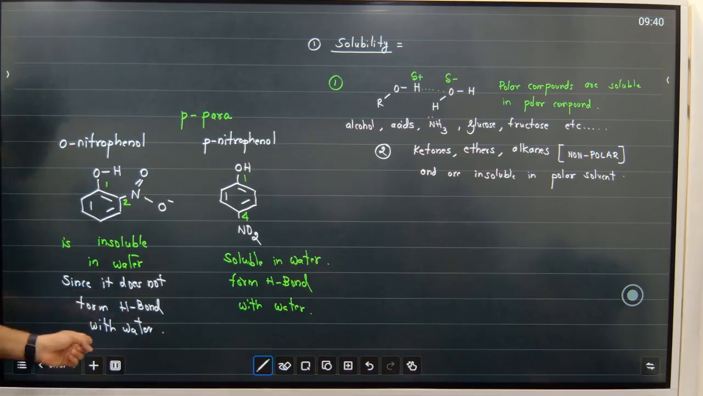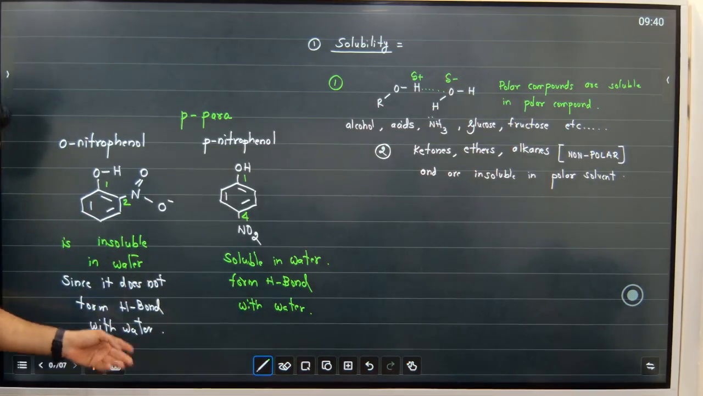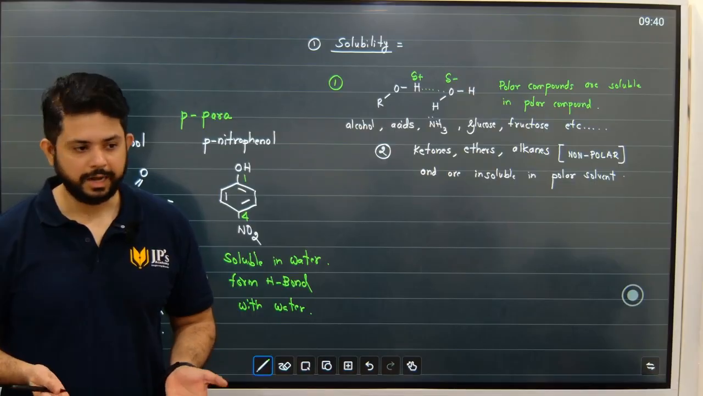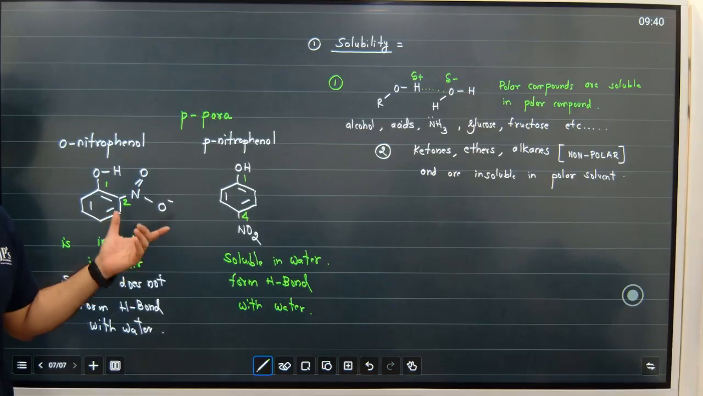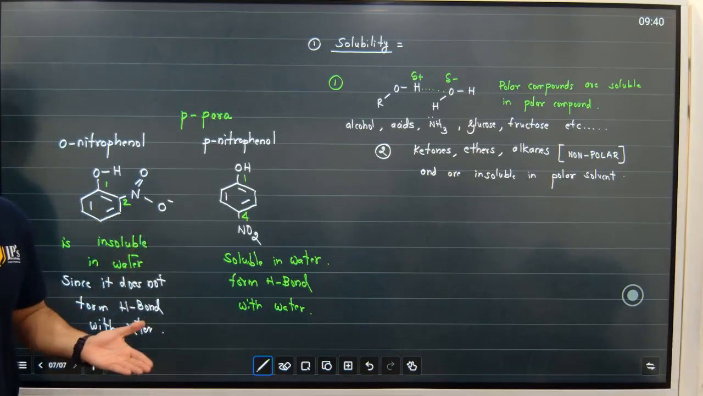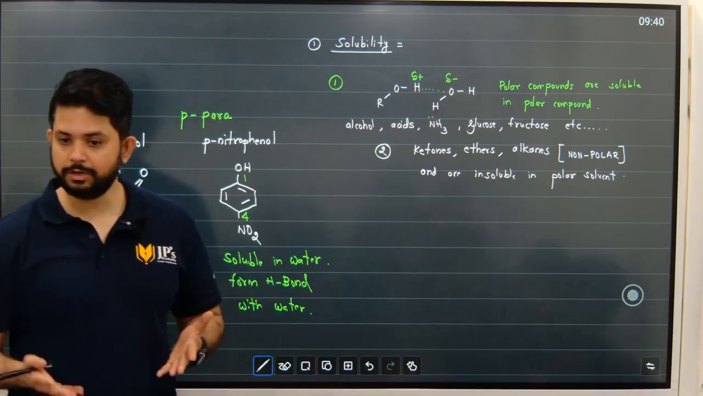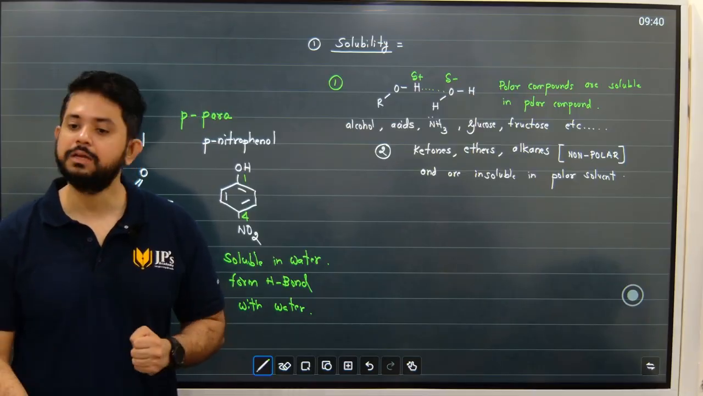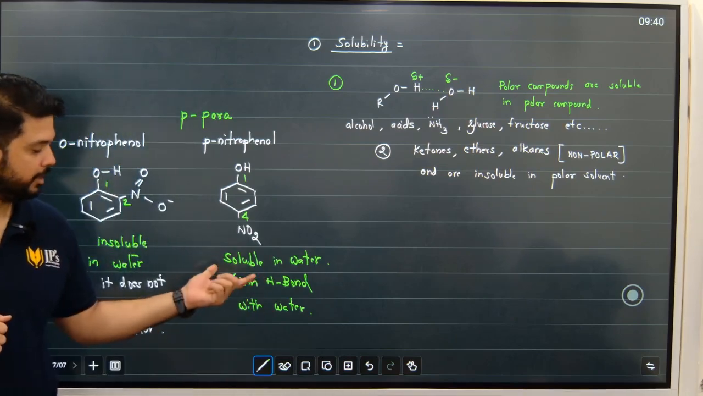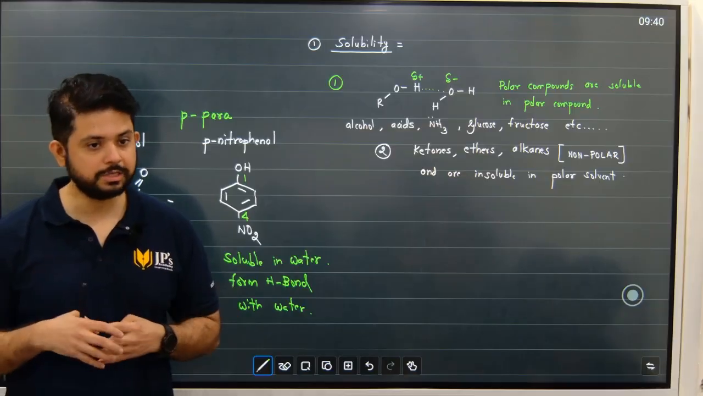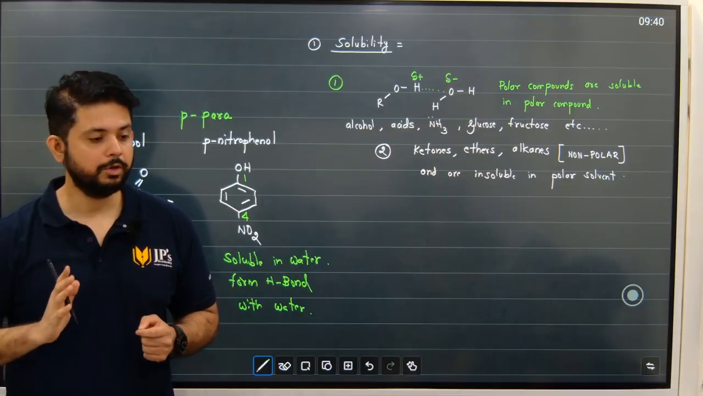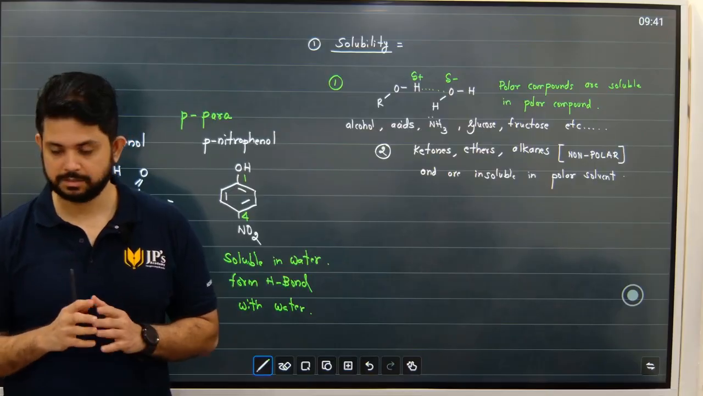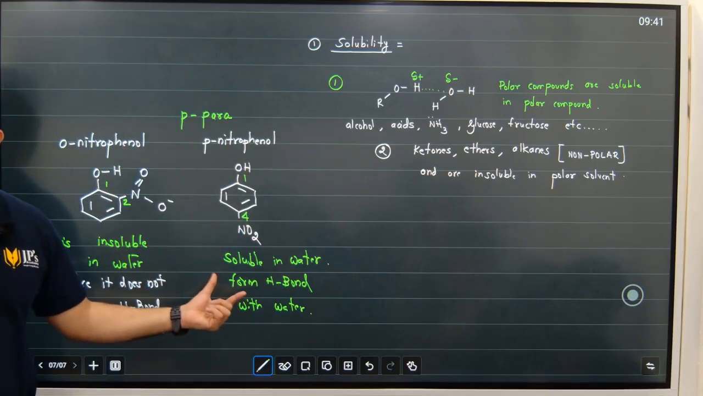Not only that, orthonitrophenol has a lower boiling point. Paranitrophenol has a higher boiling point. Same reason. However, the reason this time is not hydrogen bonds with water, but hydrogen bonds with itself. If I have two orthonitrophenols coming close to each other, they will form no bonds with each other. They'll have very weak intermolecular force of attraction. You can easily separate them, easily distill it out. Paranitrophenol, no. Two paranitrophenols come close to each other, they form intermolecular hydrogen bond, as a result of which separating them is difficult. This has a higher boiling point.